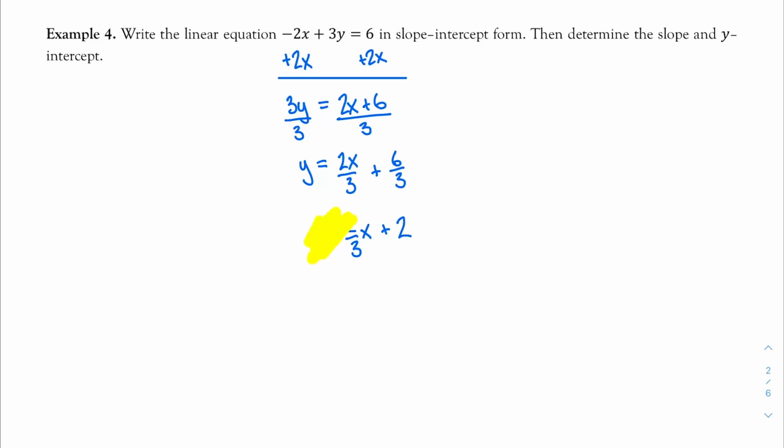So I just solved for y. And notice, this matches slope-intercept form. This looks like mx plus b. So we're done with the first part of example 4.